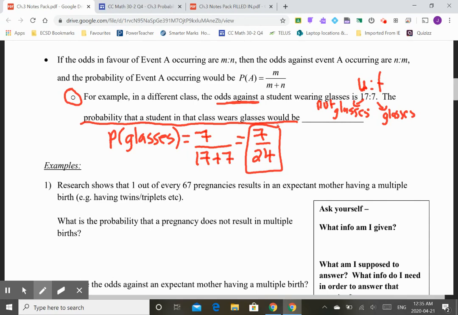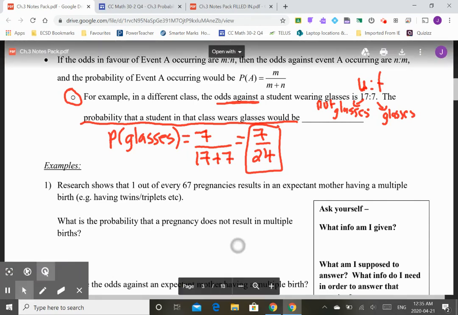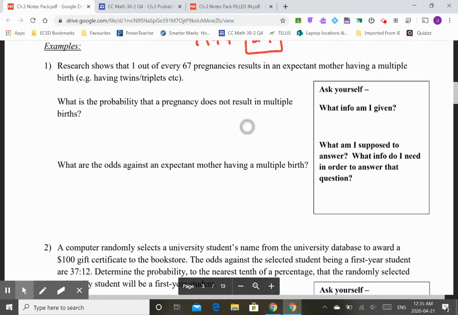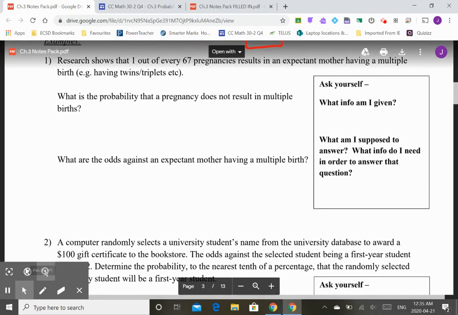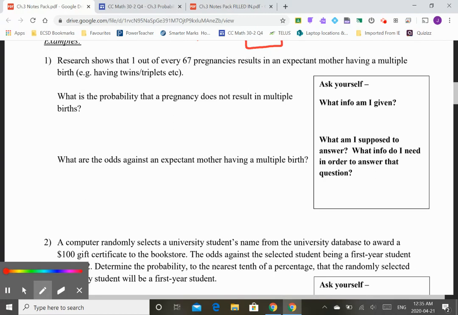Let's apply what we have talked about here in some examples. Example number 1. Research shows that 1 out of every 67 pregnancies results in an expectant mother having a multiple birth, so having twins or triplets. Our questions are, what is the probability that a pregnancy does not result in multiple births? And then what are the odds against a mother having multiple birth? Let's use this little box on the side to talk about what we have and what we want.